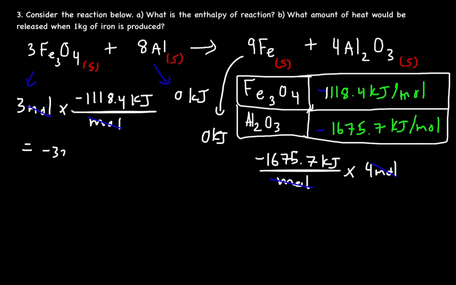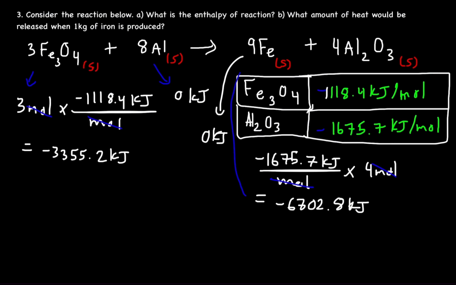That's negative 3355.2 kilojoule, and that's, by the way, the reactant side. And here that gives negative 6702.8 kilojoule, and that's the product side. Remember, this belongs to the product side and this belongs to the reactant side.